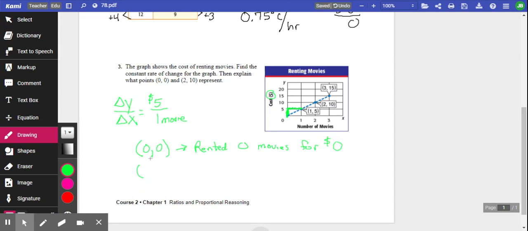So then in your head, let's go ahead and solve this one. 2 and 10. Well, the 2 is in the X value, so that's the number of movies. I'm sure you've already guessed that we have rented 2 movies. And in renting 2 movies, it is costing us $10. I probably should have put in there 4 for $10. That would just make sense, since our unit rate, or our constant rate of change, is $5 per movie. 2 movies would be $10.